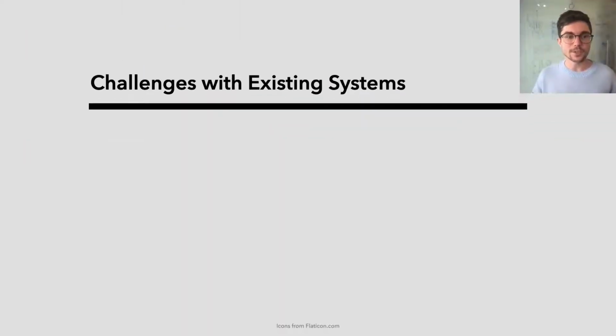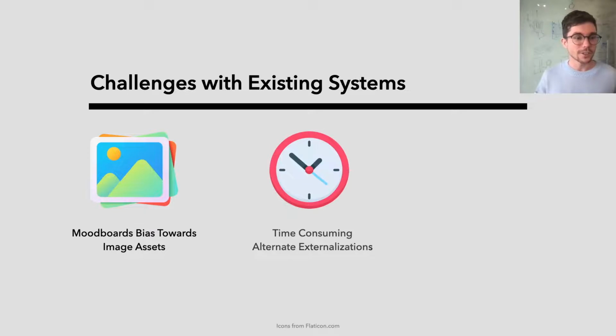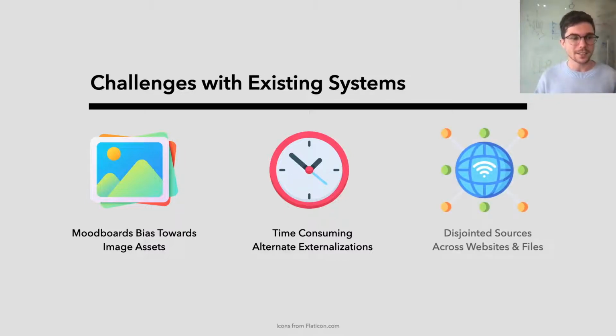For this reason, we set out to create a system that addressed 3 key challenges with the existing systems. First, mood boards bias really towards 2D images, neglecting things like audio, video, 3D models, and lighting. Meanwhile, alternative externalizations, such as prototypes, are more suited for the later stages of a project, which can also be time-consuming and tedious to create. And then finally, online searches lead to disjointed sources between different websites, assets, and more in the file system, which can be difficult to all put together in a cohesive mood.